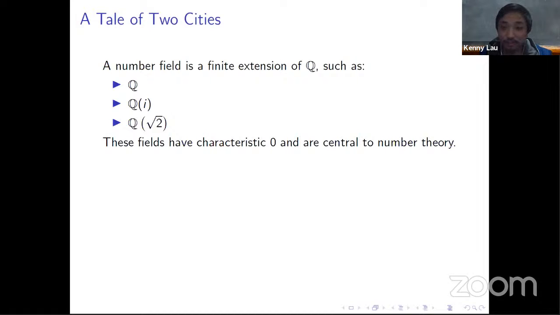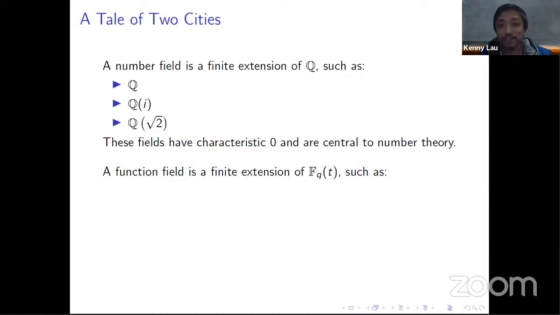On the other hand, the other world, we have a function field, which is a finite extension of F_q(t), where q is a power of a prime. As an example, we have F_37(t). We also have F_37(t^2). We also have F_37(square root of t). Now these two fields, F_37(t) and F_37(square root of t), are isomorphic as fields, but one typically considers this third one as a degree 2 extension of the second one.